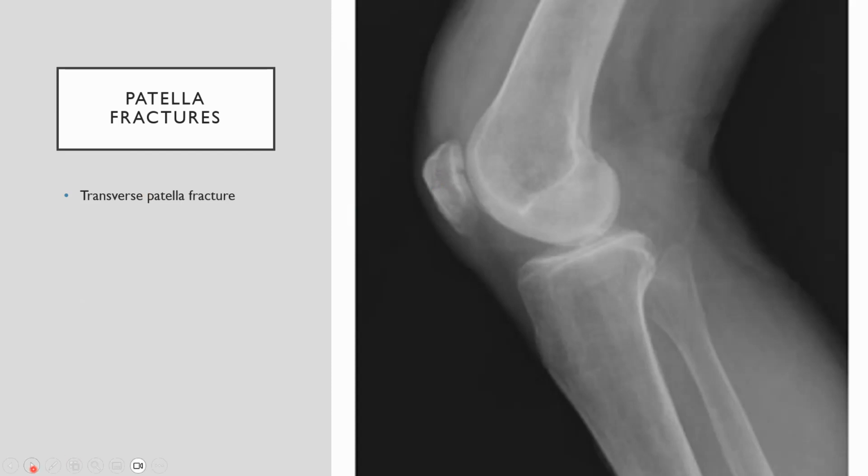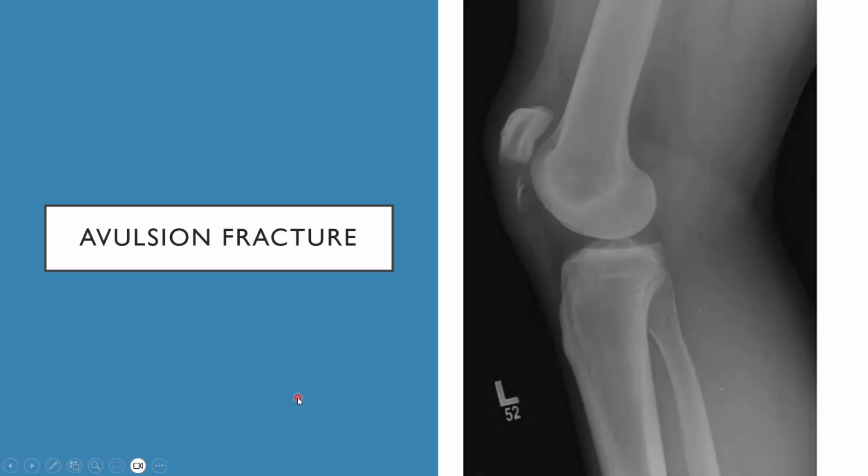Sorry, let me try and get to the next slide. So what we've got now is an avulsion fracture. With the avulsion fracture, you can actually see the piece of bone that's been dislodged over there. With this piece of bone that's been dislodged, you can see there's an upward movement of the patella. And this normally happens during severe flexion of the knee.